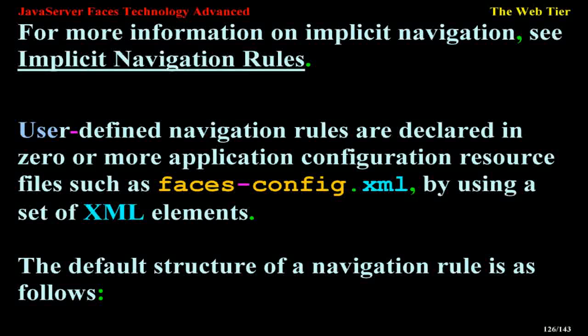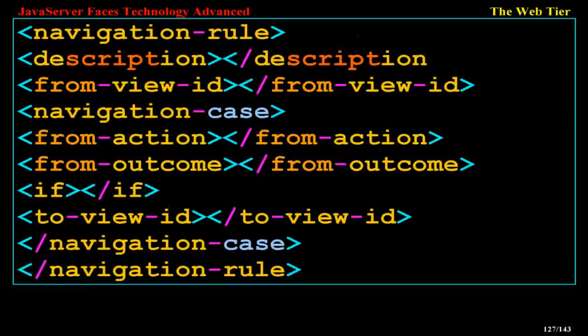User-defined navigation rules are declared in zero or more application configuration resource files, such as faces-config.xml, by using a set of XML elements. The default structure of a navigation rule is as follows: navigation-rule, description, from-view-id, navigation-case, from-action, from-outcome, if, to-view-id, navigation-case, navigation-rule.